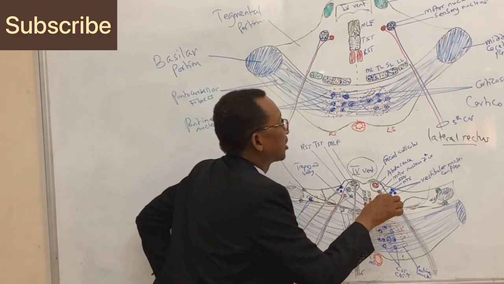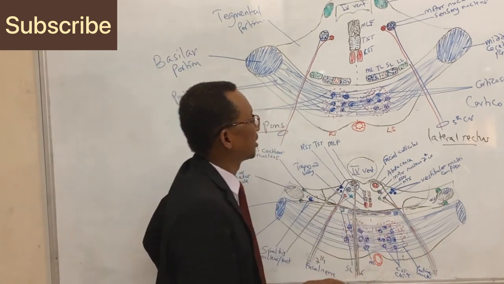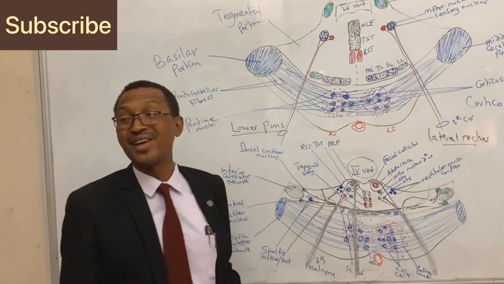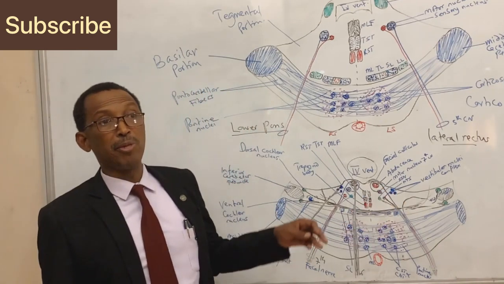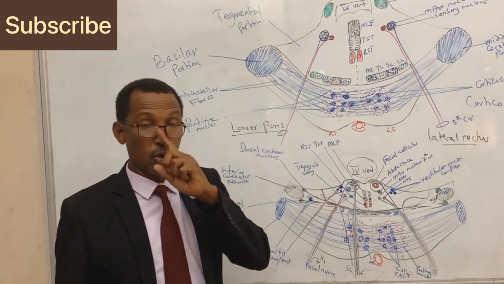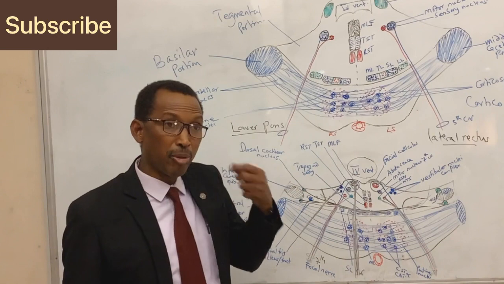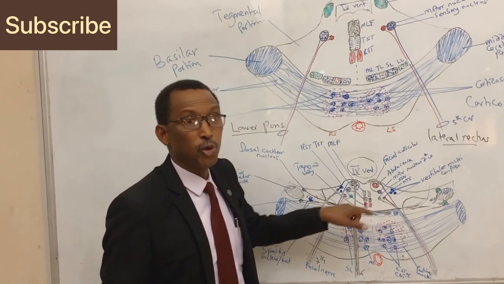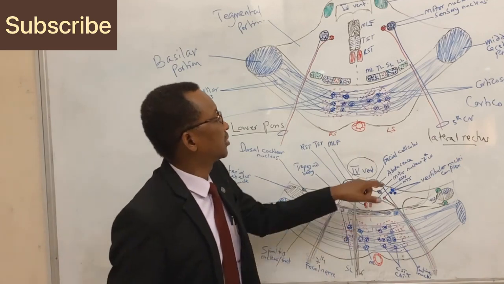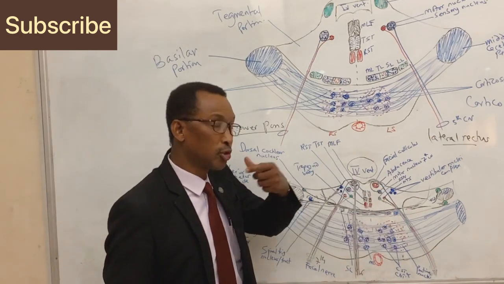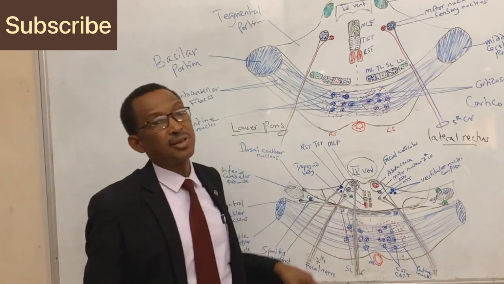The nucleus of the tractus solitarius, you get it? This nucleus is responsible for carrying taste sensation. If you can remember, we discussed taste. The anterior two-thirds of the tongue, the mucosa over there, the taste buds that are over there, the sensation is carried to this nucleus. Are you clear? So taste sensation is carried through this, from the anterior two-thirds of the tongue to this nucleus.